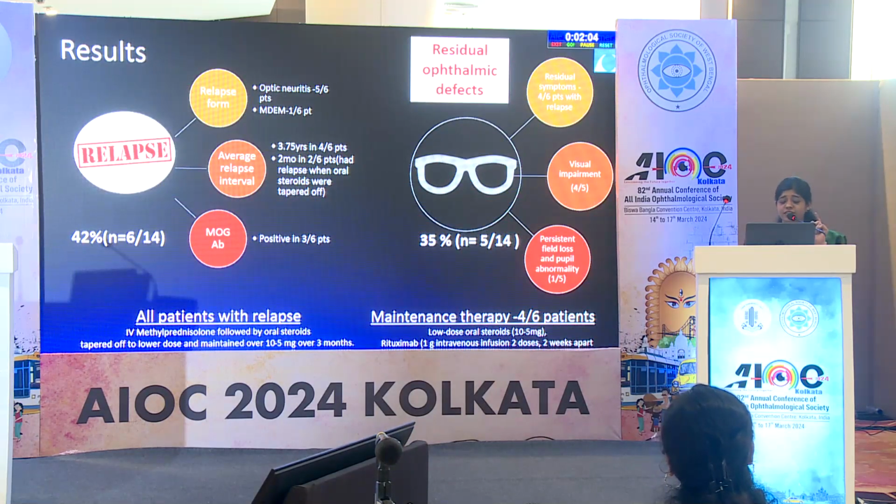Looking at the relapse, 6 patients out of these 14 patients had relapse, that is 42%, and most commonly it was optic neuritis, and 1 patient had recurrent ADEM. The average relapse interval was 3.75 years, and 2 patients had relapsed within 2 months, obviously when their oral steroids were tapered. 3 out of these 6 patients were MOG positive, and 4 out of these 6 patients who had relapsed had residual ophthalmic symptoms, either in the form of visual impairment, persistent field loss, or pupil abnormality. Patients who had relapsed all had treatment escalation and were put on maintenance therapy.